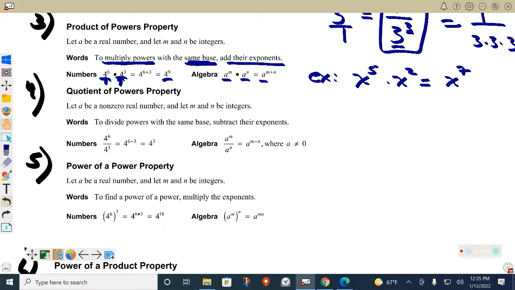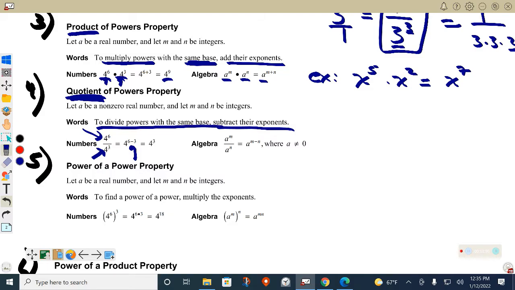Number 4 is like number 3, except we're dealing with the quotient of powers. Instead of product meaning multiplication, now we're dividing. Quotient is a fancy schmancy word for dividing. We're dividing with the same base. 4 to the 6th divided by 4 to the 3rd. What do you do with the exponents? You subtract those puppies. So to divide powers of the same base, subtract their exponents.